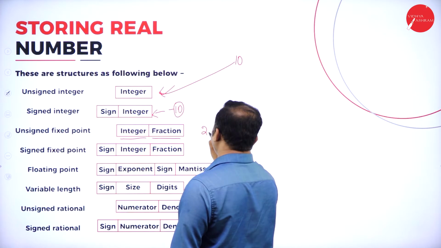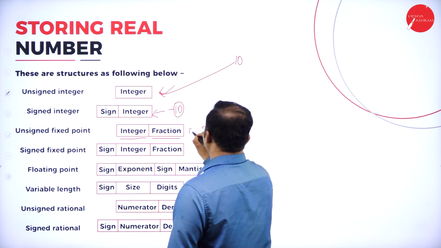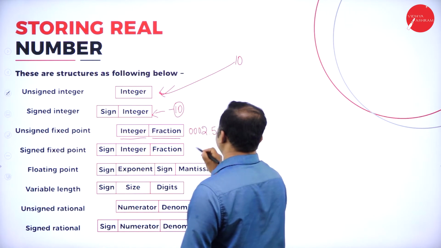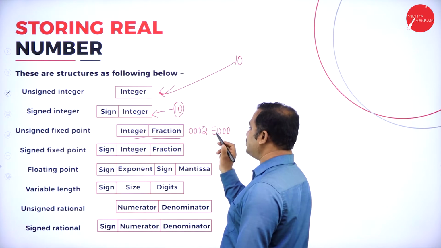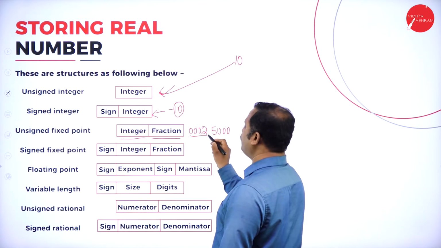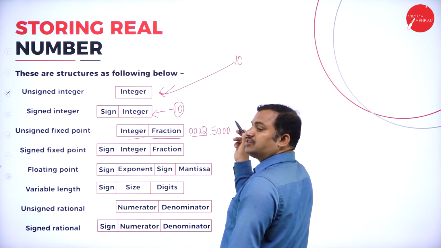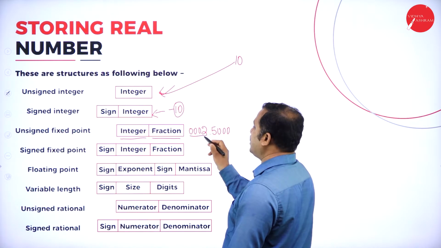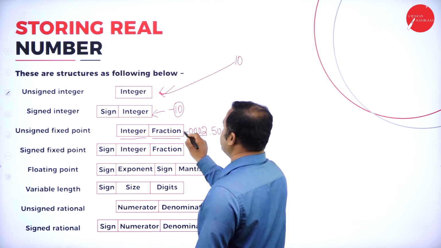So 2.5000, I can represent it as 0002.5000. That indicates that we have a fixed number of digits before the decimal point and a fixed number of digits after the decimal point. So it is called fixed point. It is a positive number.